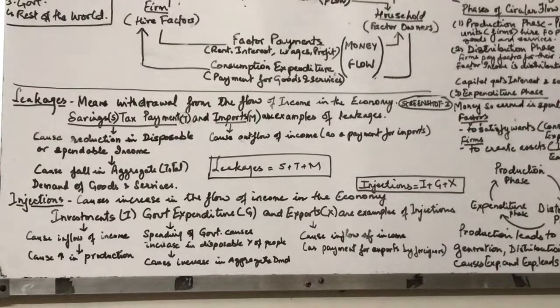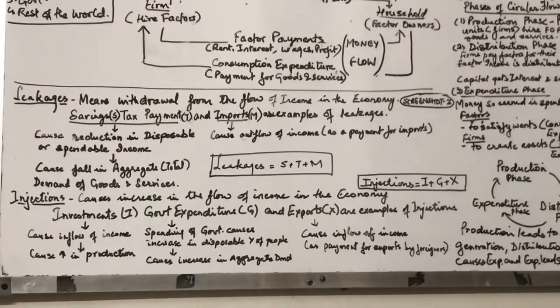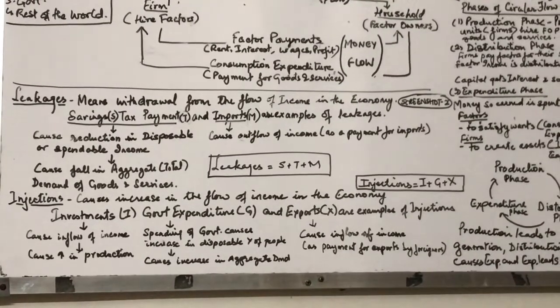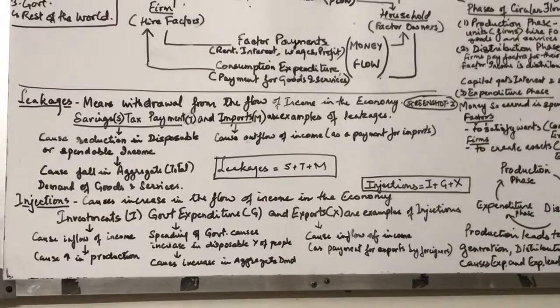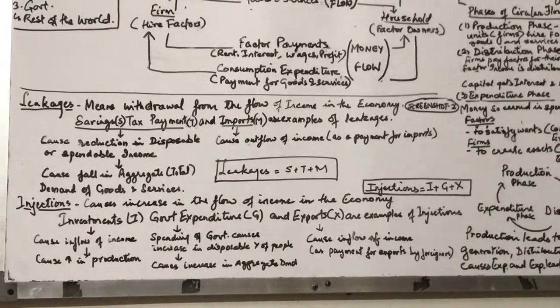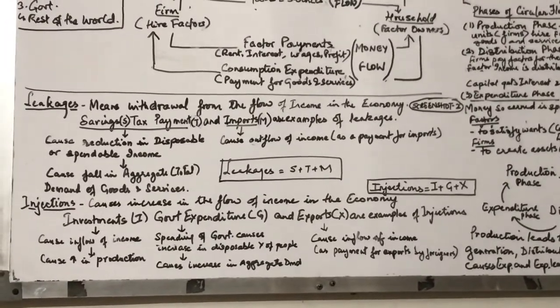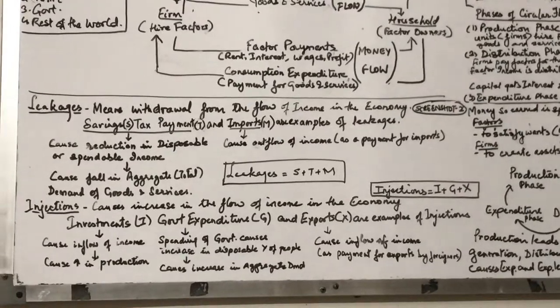Now how do these cause leakage? Here you can see savings and tax payment. First of all, I've explained savings and tax payment. They cause reduction in the disposable or spendable income. What is disposable income?